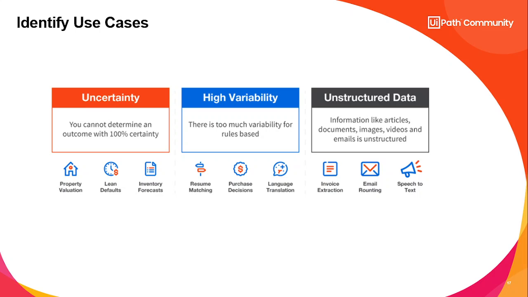First should be the uncertainty. So uncertainty in the sense where we cannot determine what the outcome would be, and we are not 100% sure of the outcome. So for example, it would be like property valuation and loan defaults, like if a particular person will default the loan or not.